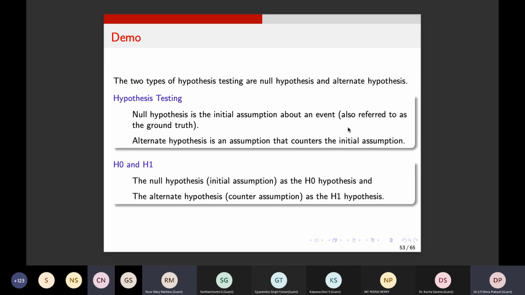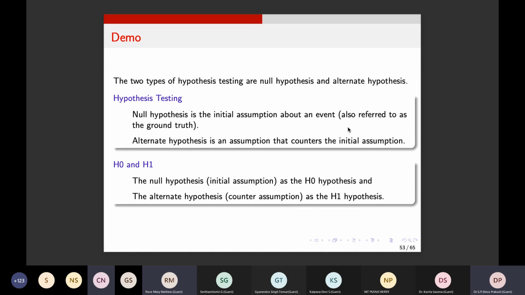In fact, I have made it as a demo part. Of course, I'll be executing these codes, right? And before executing the codes, I'm just trying to present the basics of these things. Hypothesis testing, basically, we use it for a null hypothesis, which is an initial assumption about an event, where they say that it's a ground truth, the measurement of a ground truth, or you can refer to it as a ground truth.